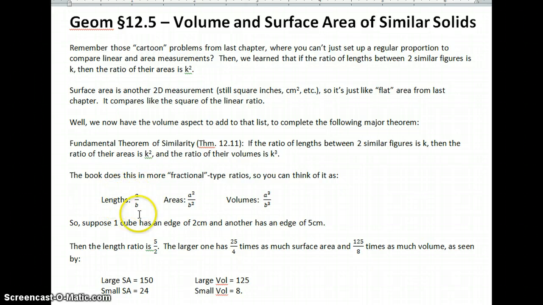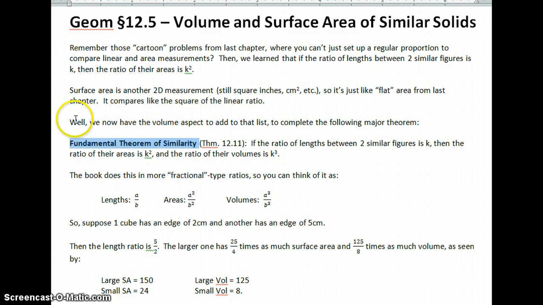You take k as your length ratio, you square that for area, and guess what? This is the new thing. You cube it for volume. Oh, you know what? I didn't bold this. I can let you watch me bold this live on camera. Okay. So, yeah, the fundamental theorem of similarity is sort of a big deal. If the ratio of lengths between two similar figures is k, the ratio of their areas is k squared, and the ratio of their volumes is k cubed.